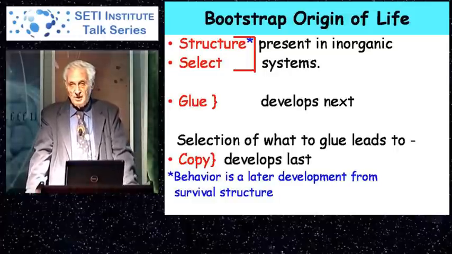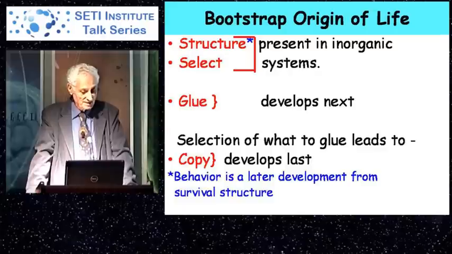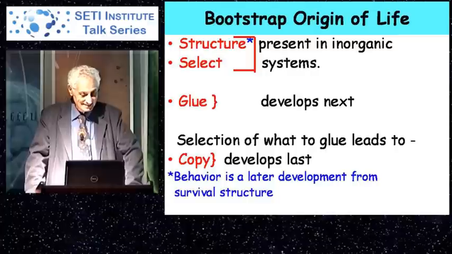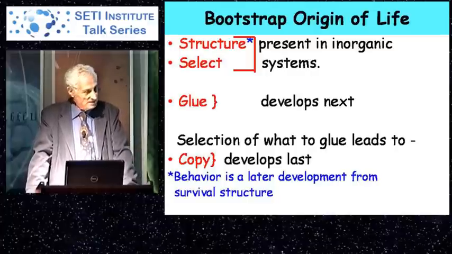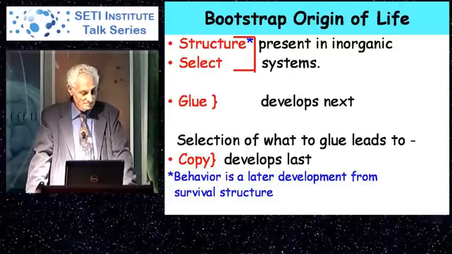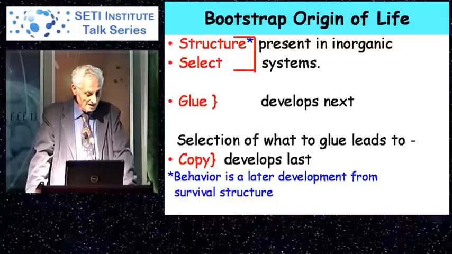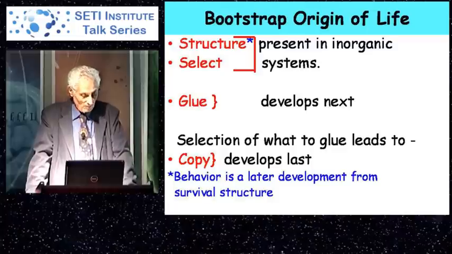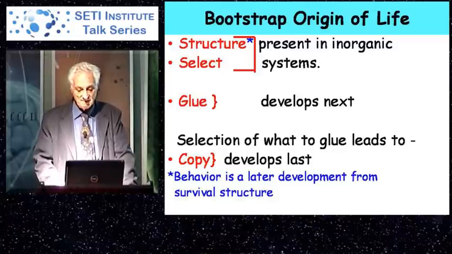So we're looking for this bootstrap origin of life. And we start off with the things that are there, like for the zircons. There's a structure, and then there's selection of zirconium silicate, and it gets added together. But in life, there's something more. The gluing together of molecular pieces to make polymers. And that had to develop next, somehow. And then the selection of what to glue led to a fourth process of copying, and it is the sequence of going from the structure and select, then gluing, then copying, that was necessary for the origin of life.